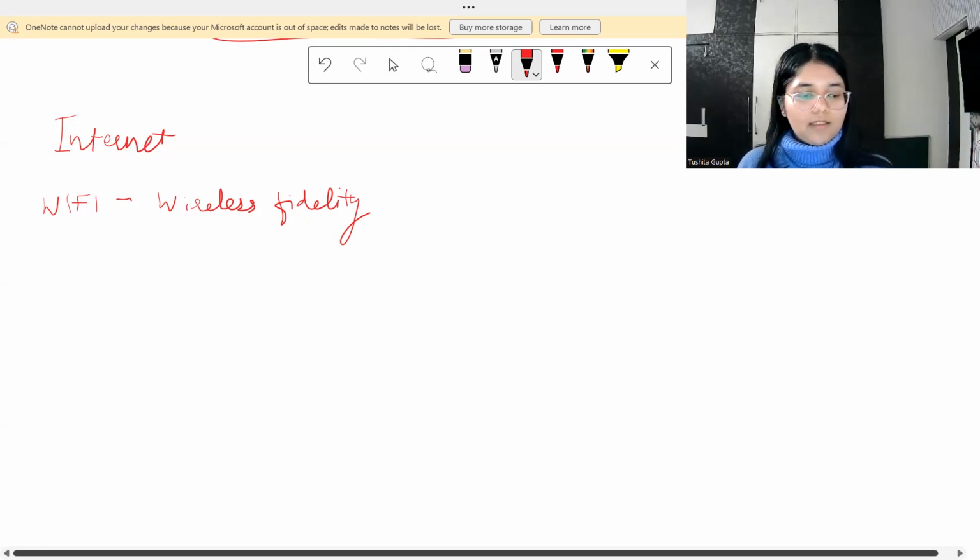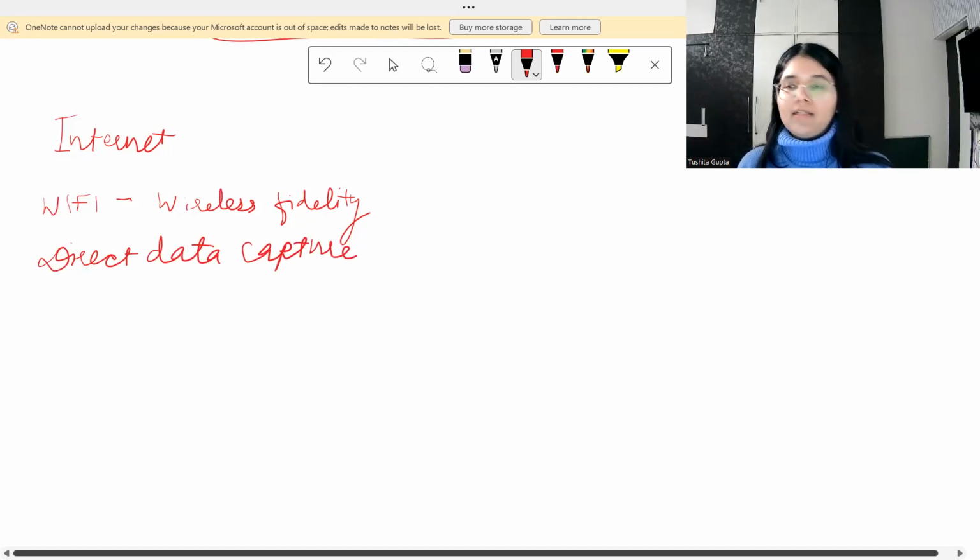Then another technical term that we talk about in this chapter is direct data capture. So data capture is basically when we are trying to capture data. That means we are trying to note data down with us. So when it comes to direct data capture, this will be data which is input in the computer with the help of a reader.